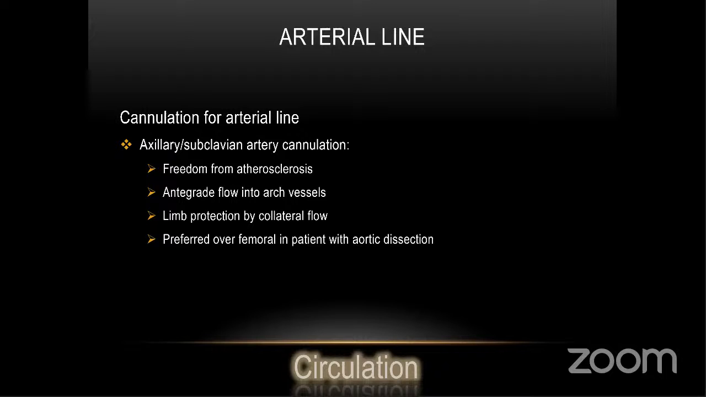Advantages of axillary subclavian artery cannulation: it's free from atherosclerosis, with antegrade flow into the arch vessels. The limb is usually protected by collateral flow, and it's usually preferred over femoral in patients with aortic dissection due to the dangers of retrograde perfusion in these patients.